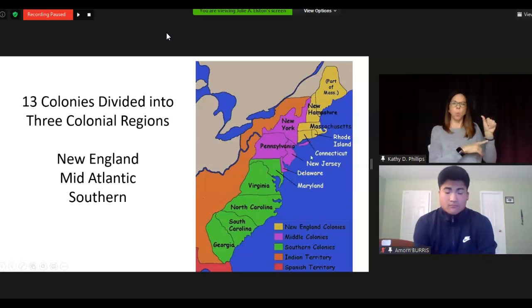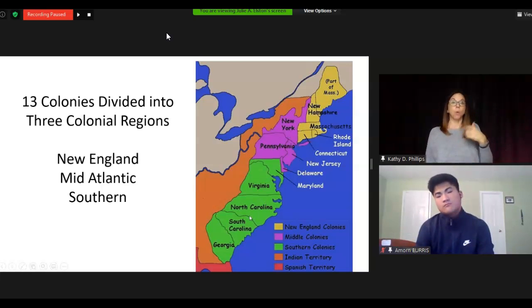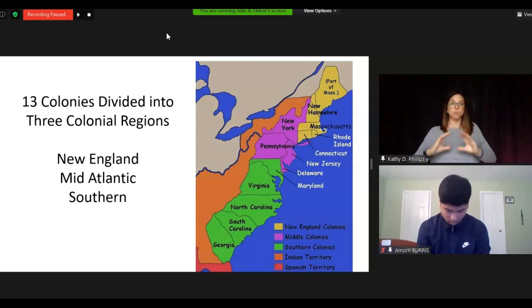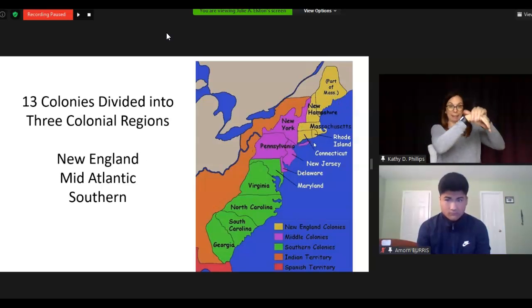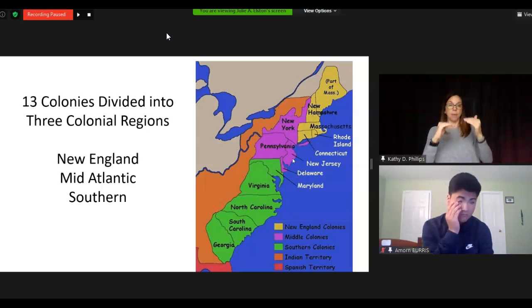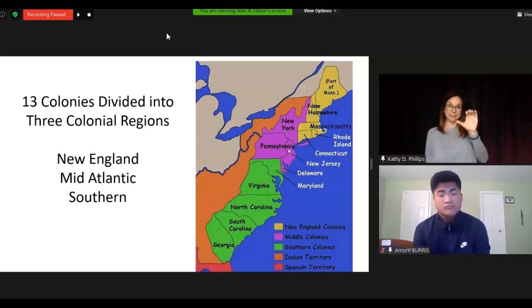And we divided those 13 colonies into three groups based upon what they had in common, right? We named those three regions New England. Those are the four colonies furthest north. And then the Mid-Atlantic region, the four colonies sort of in the middle, right? And then the southern colonies are the five furthest south along the Atlantic coast.